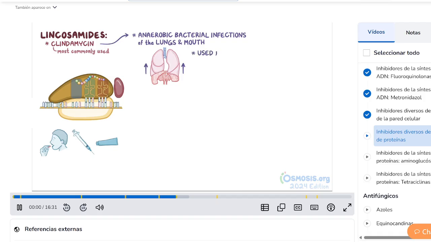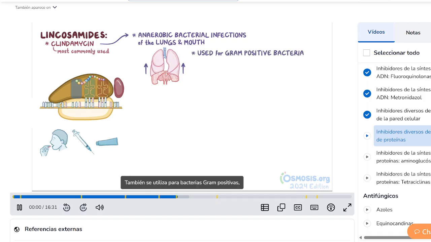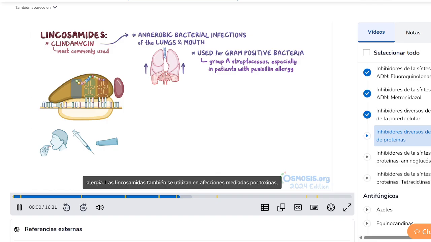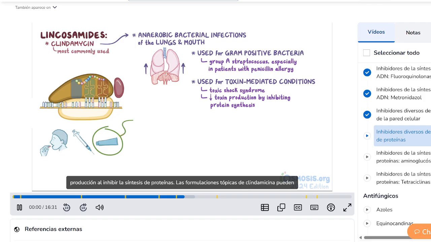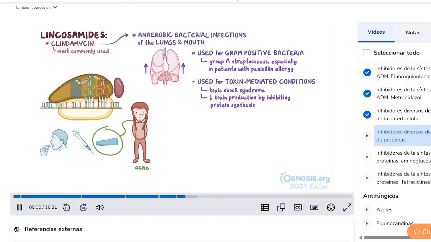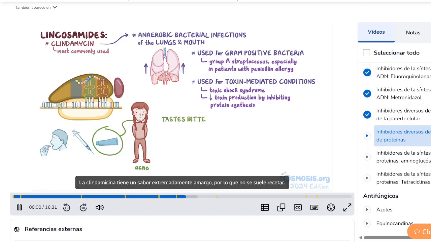It is also used for gram-positive bacteria, such as group A streptococcus, especially in patients with penicillin allergy. Lincosamides are also used in toxin-mediated conditions, such as toxic shock syndrome, because they can reduce toxin production by inhibiting protein synthesis. Topical formulations of clindamycin can also be given to treat acne. Clindamycin tastes extremely bitter, so it's not commonly prescribed to children.